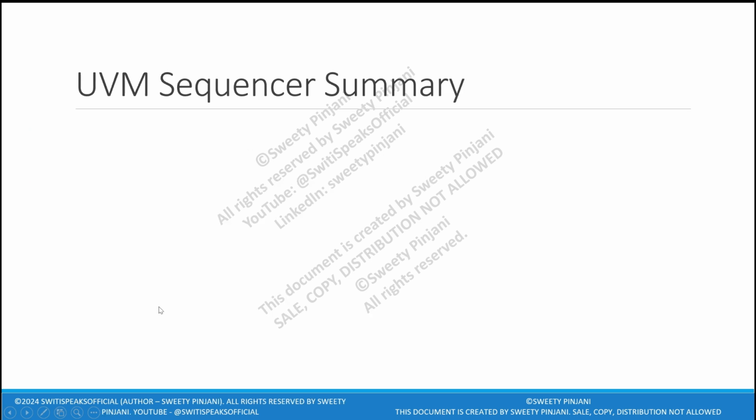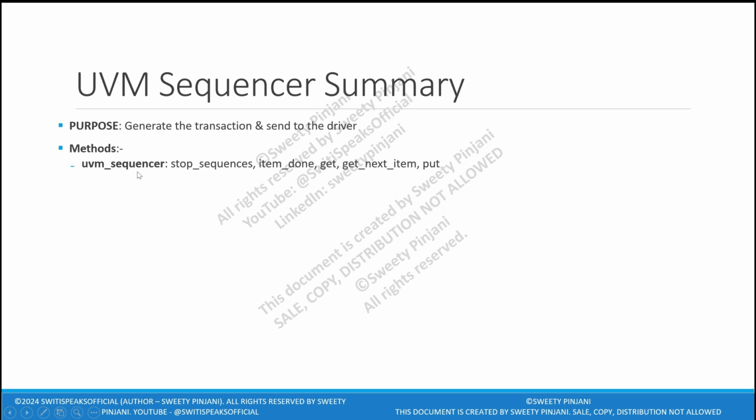Let's understand the summary now. We had seen the main purpose of the sequencer was to generate the transaction and send it to the driver. This driver will then drive the design inputs. What were the methods? We had seen UVM sequencer was one class in which you had stop sequences, which will stop all the sequences and child sequences for that particular sequencer. Item done is going to tell that the current request is completed. Get is going to retrieve the next item, but it's non-blocking. And get next item is going to retrieve the next item and it is a blocking call. Then put is going to put the responses.